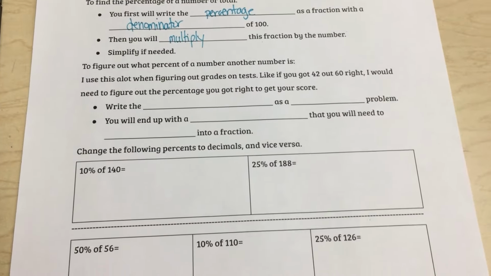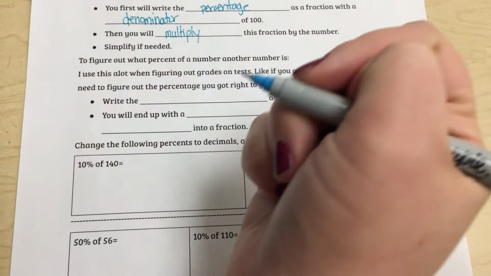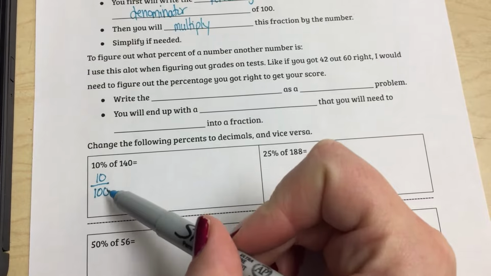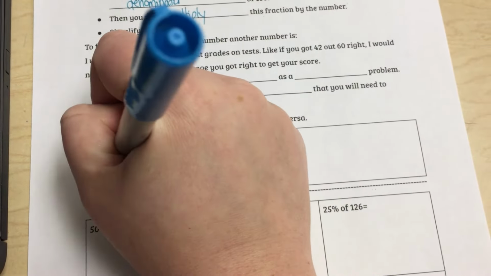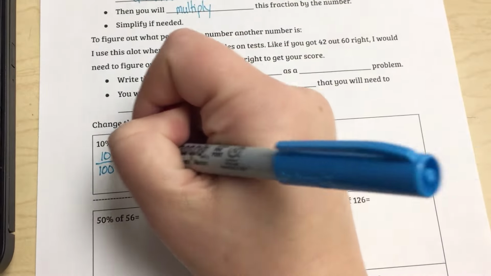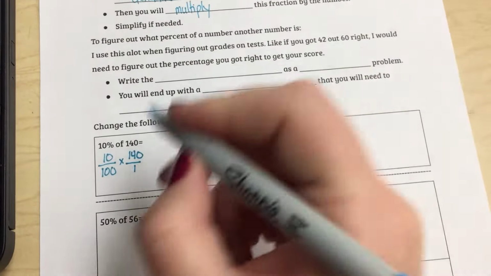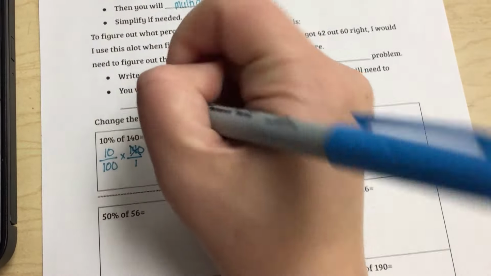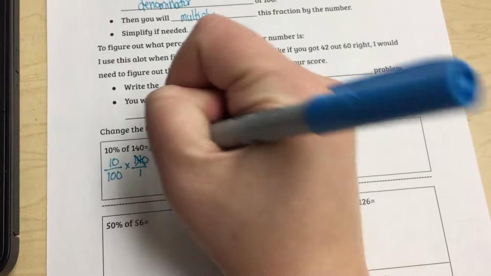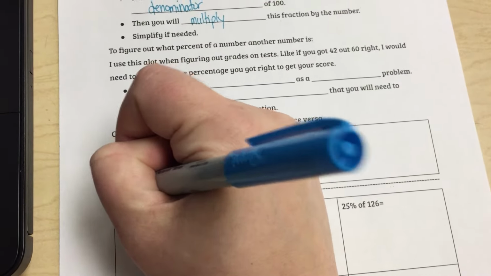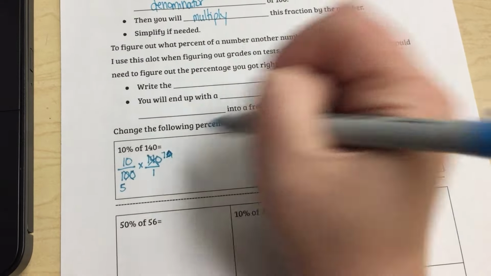10% of 140. You're going to turn your percentage into a fraction with the denominator of 100, because remember this means percent per 100. And you're going to multiply it by 140, and since that's a whole number, we're going to put it over 1. If I cross simplify, I can't cross simplify 10 and 1, but I can cross simplify 140 and 100. They're both divisible by 10. Actually, they're both divisible by 20. 20 goes into 140 7 times, and it goes into 100 5 times.